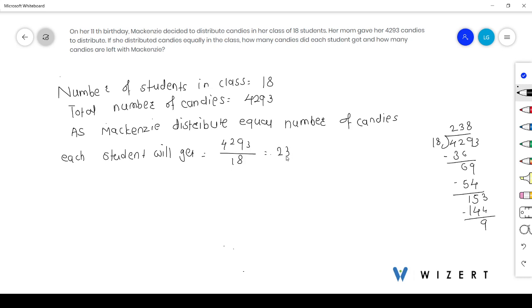So here 238 candies that each student will get, and here remainder 9 are the number of candies left with her.